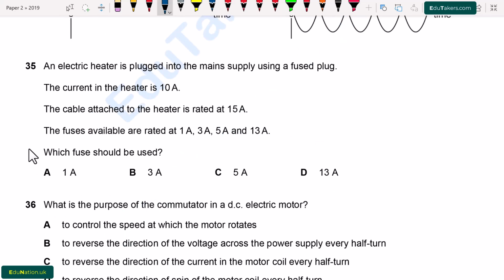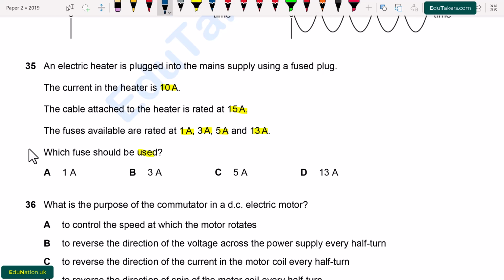Question number 35. An electric heater is plugged into the main supply using a fused plug. The current in the heater is 10 ampere. The cable attached to the heater is rated at 15 ampere. The fuses available are rated at 1 ampere, 3 ampere, 5 ampere and 13 ampere. Which fuse should be used?